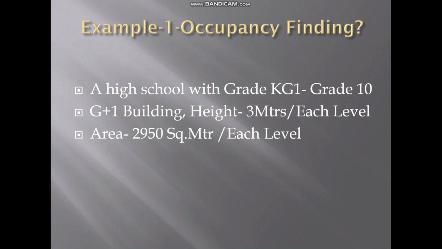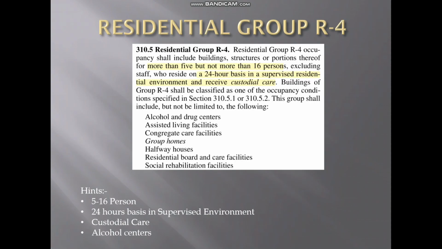So let's see one example. I hope that you will quickly find this one. The first one, occupancy finding. We have a high school with grade KG1 to grade 10. It's a G+1 building, with a height of 3 meters for each level, and it has an area of 2950 square meters for each level. So a high school building from KG1 to grade 10. Let's see what type of occupancy it is.